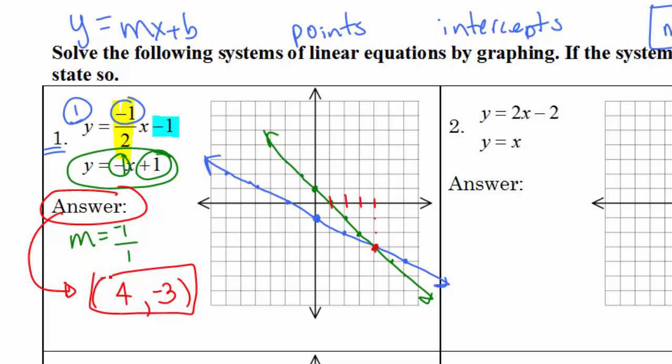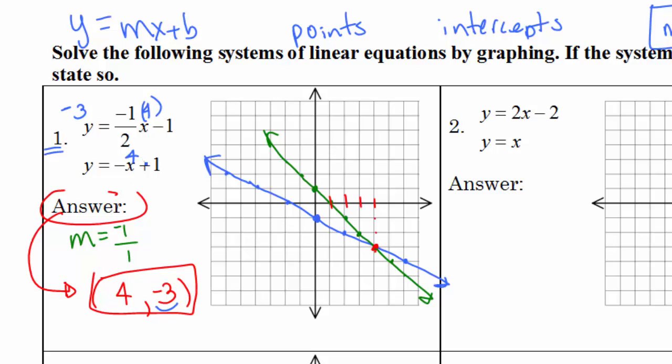How could I check that? I can check it by putting in 4 for x and see would that equal negative 3. Negative 1/2 times 4 is negative 2, minus 1 is negative 3, because that's my y value. And if I put x as 4 there and I go negative 4 plus 1, is that negative 3? Yes. That is my solution because it works in both lines.